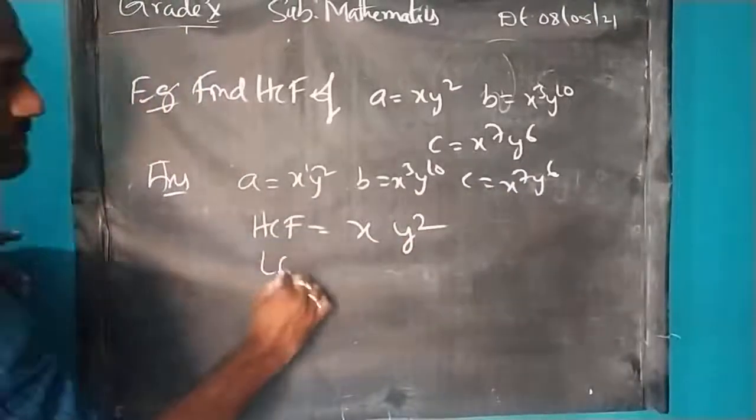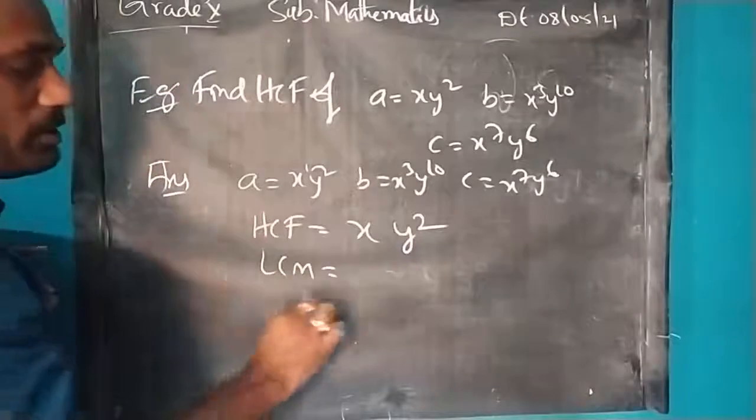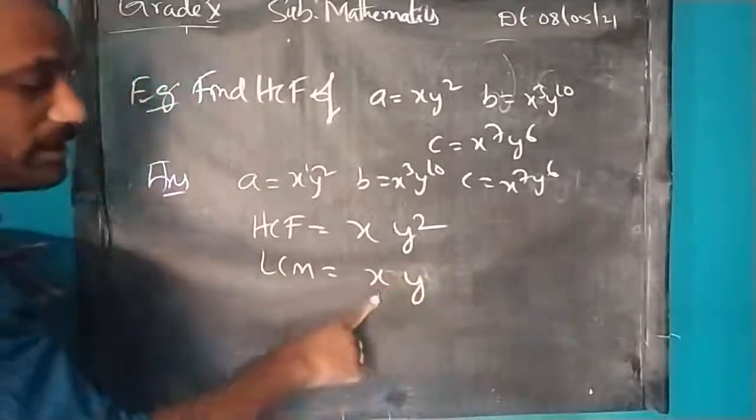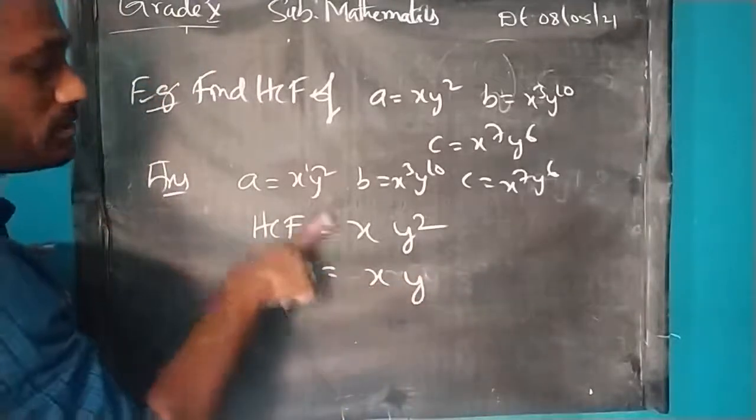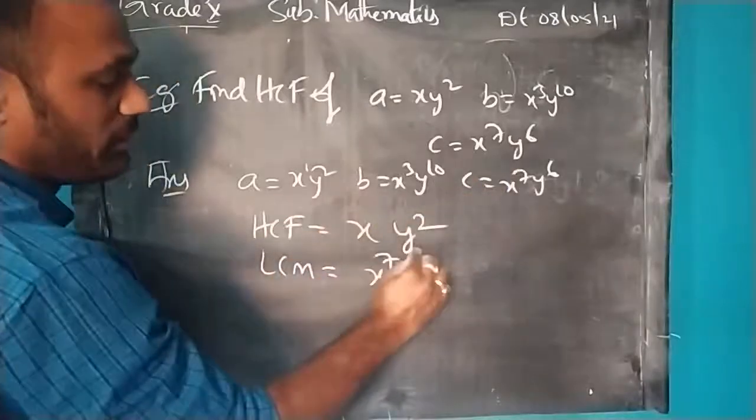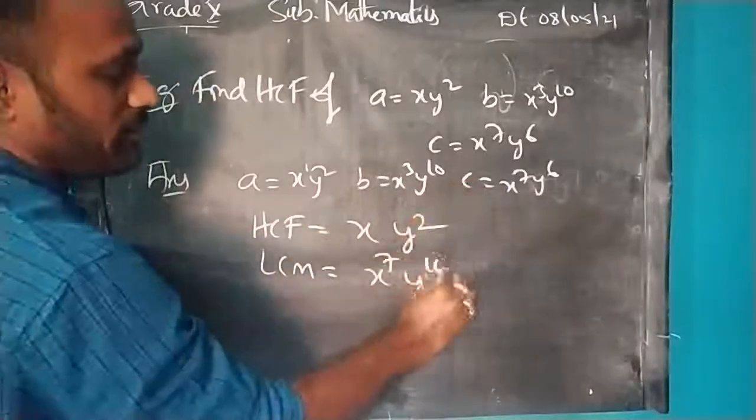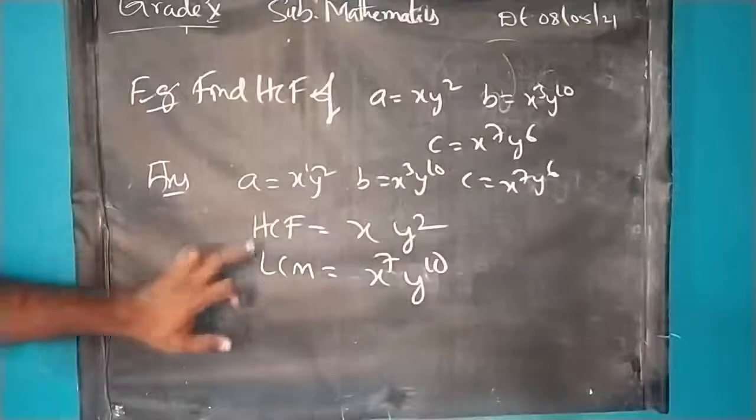The same question, if he is asking for LCM, we need to take the two variables, no doubt, but we have to take the highest powers of x and y. So what is the highest power of x here? 7. What is the highest power of y? 10. So this will be the HCF and LCM.